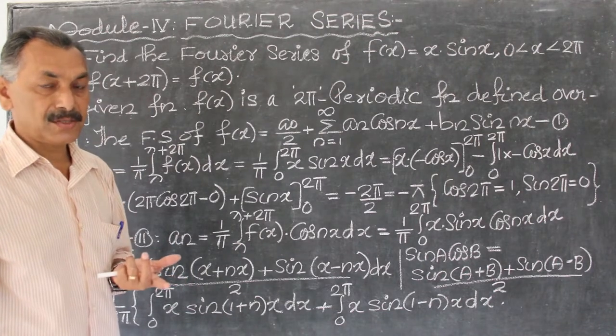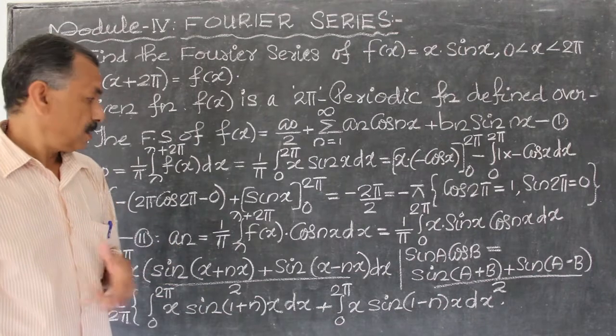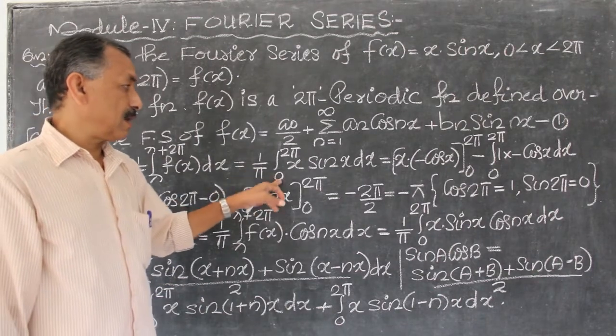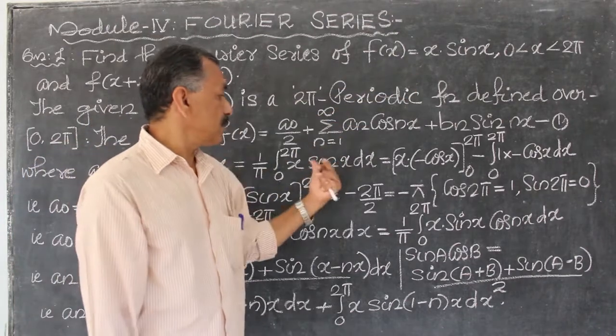Lambda to lambda plus 2 pi. Sorry, lambda is equal to 0, lambda plus 2 pi means 2 pi. And then 1 by pi integral 0 to 2 pi f of x. f of x is given, x into sin x dx.